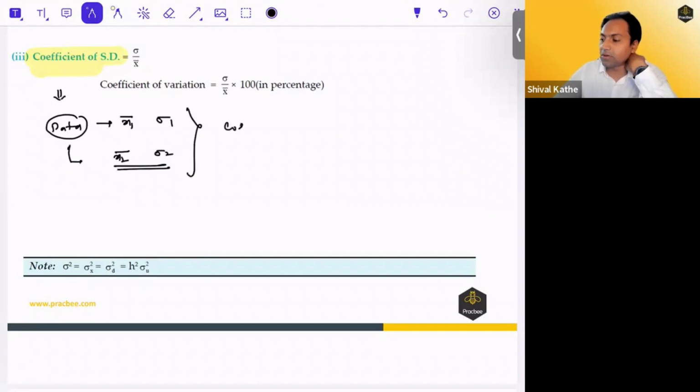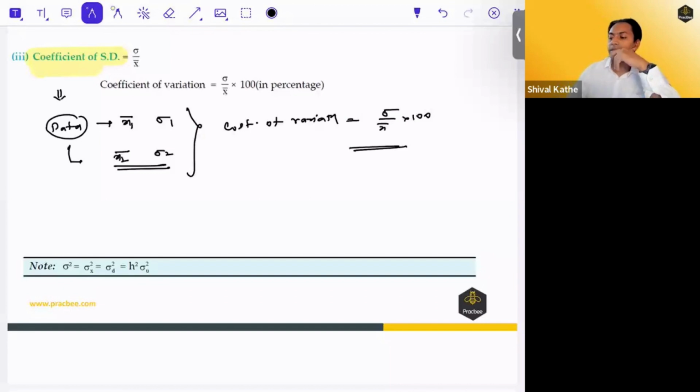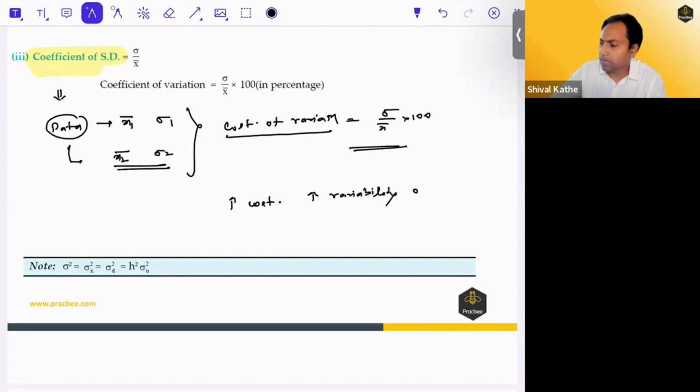For that, we have a measure: coefficient of variation. What is coefficient of variation? You do sigma by x bar. Very simple formula. Direct formula-based questions are asked. So for whatever data the coefficient of variation is higher, that has more variation. So a higher value of coefficient means higher variability of data. Sigma by x bar into 100 is the coefficient of variation.